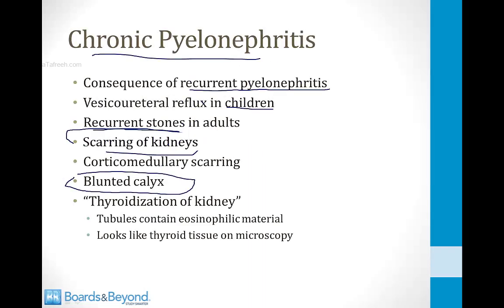The other finding that these patients have is something called thyroidization of the kidney. So when you look at kidney biopsy samples under the microscope, tubules contain an eosinophilic material that looks just like thyroid tissue. And these things, corticomedullary scarring, blunted calyces, and thyroidization of the kidney, are all findings in chronic pyelonephritis. And that concludes our module on urinary tract infections.